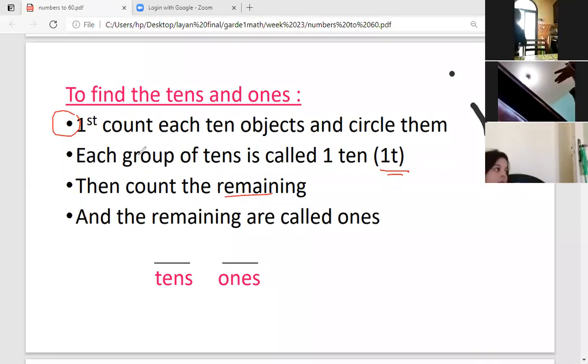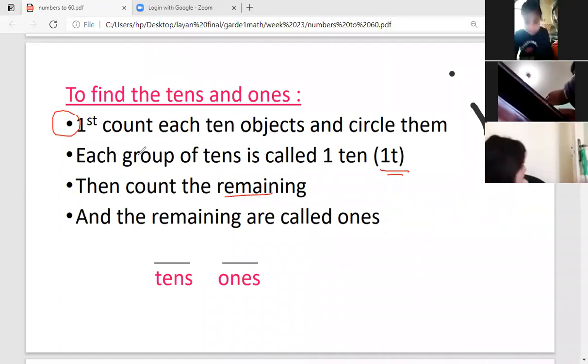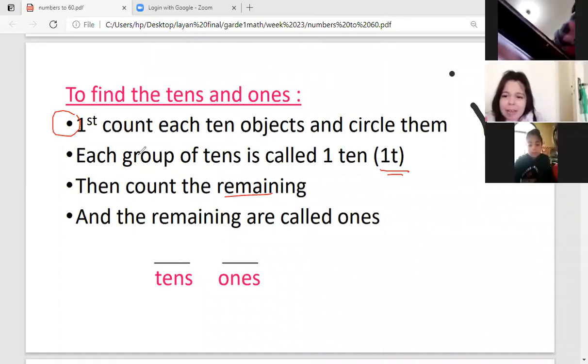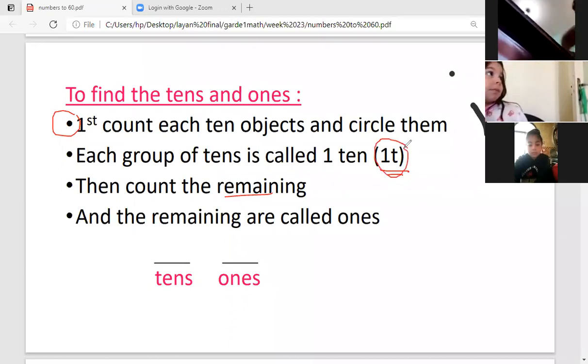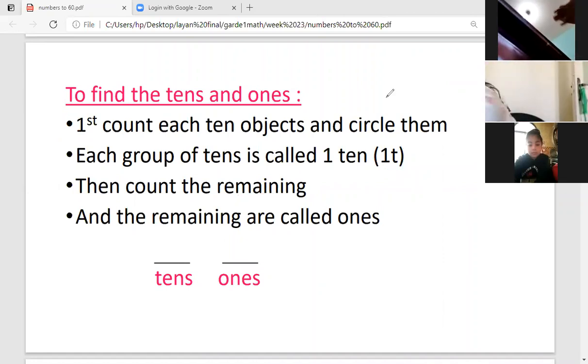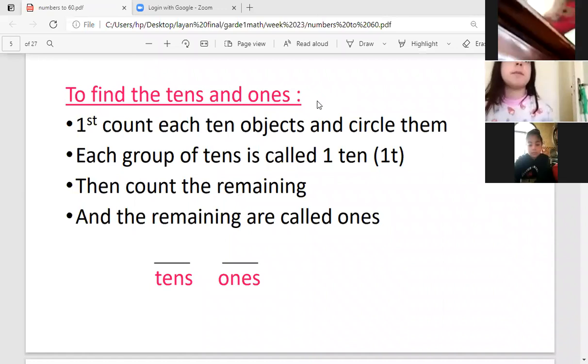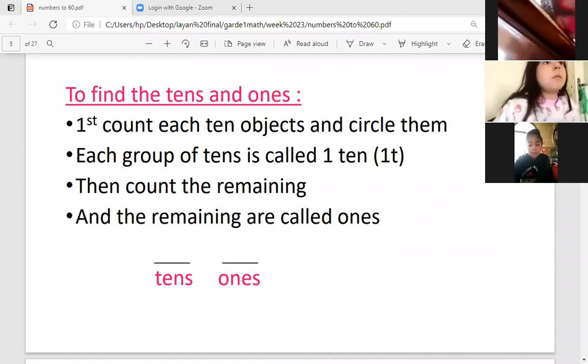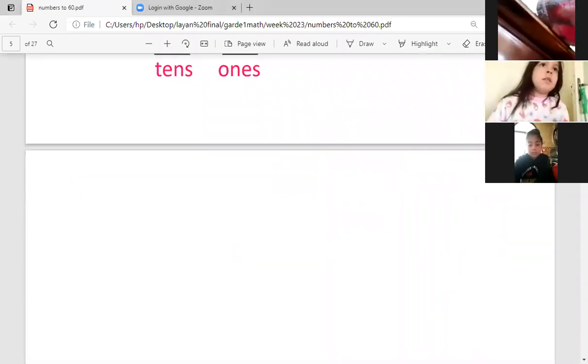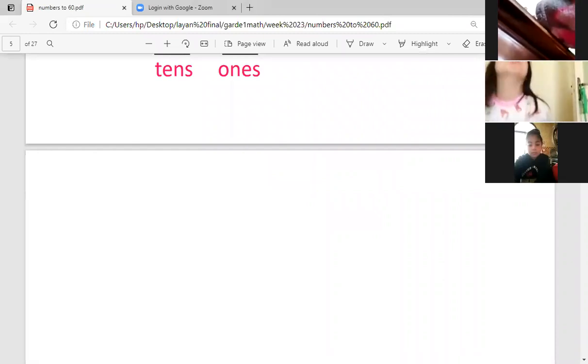Okay, so to find the tens and ones, the first thing we did is to circle 10 objects. Count 10 objects and circle them, and name each group 1 ten. Then we count the remaining, and we call them ones. Now we're going to solve some activities to remember them. I will solve the first exercise, then each one of you will solve one on the screen.